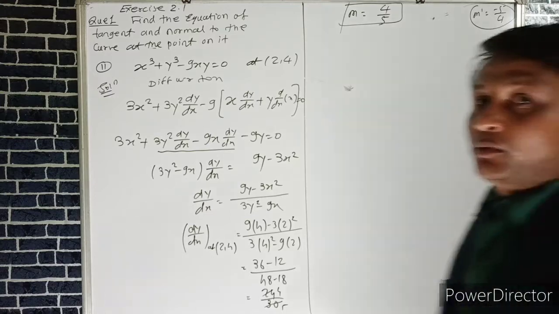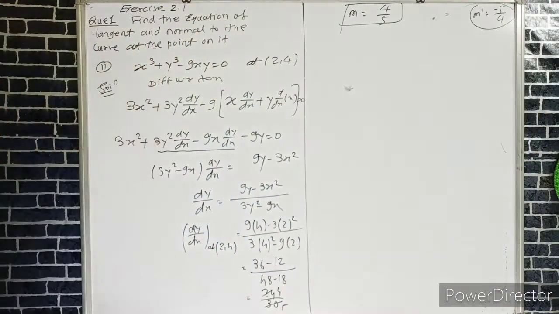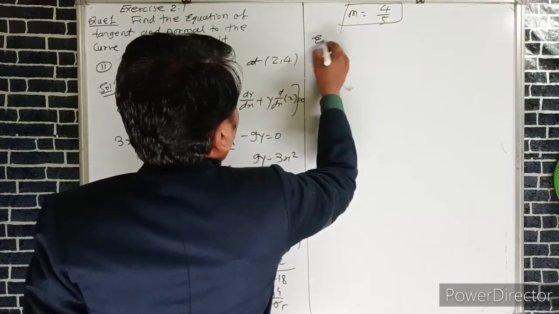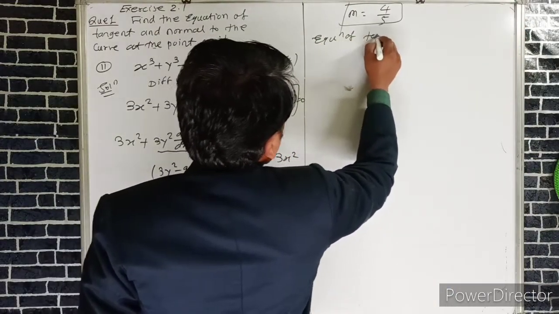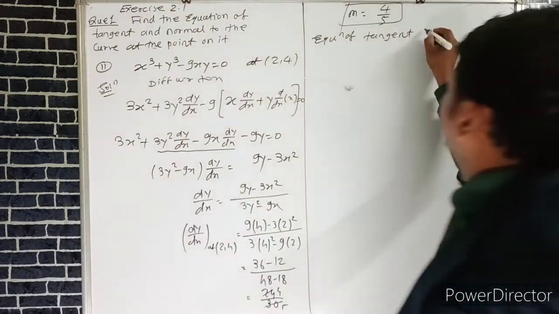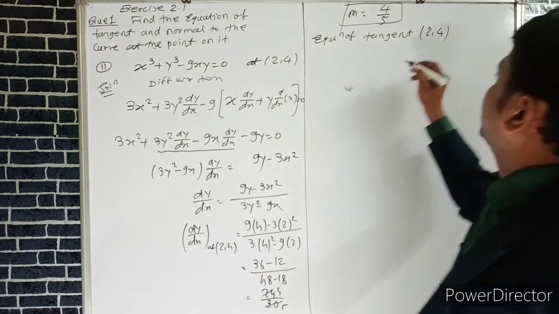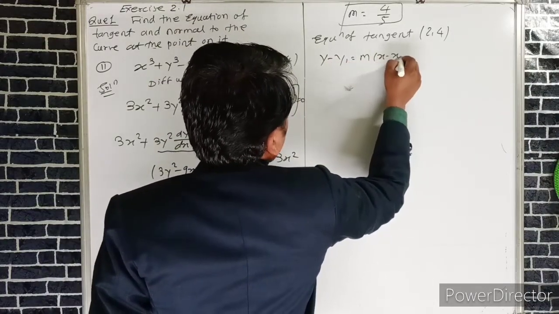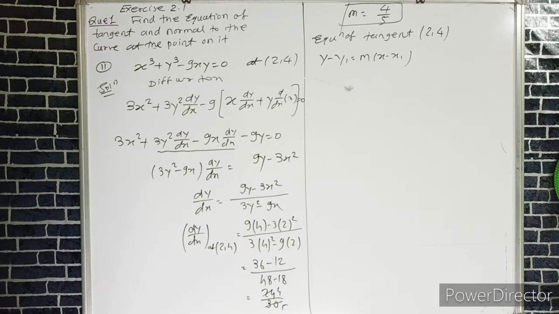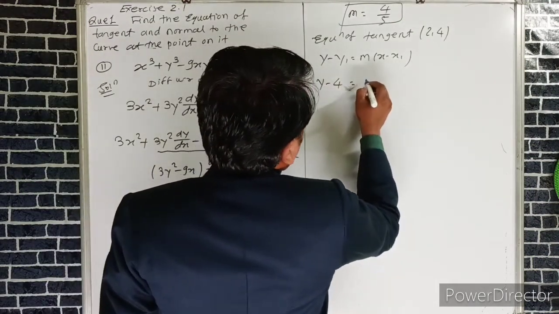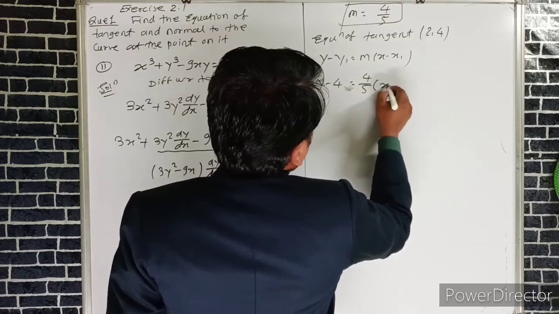So here we have to find equation of tangent and equation of normal. Therefore, equation of tangent at (2, 4) is y minus y1 is equals to m in bracket x minus x1. The value of y1, which is 4, y minus 4 is equals to m, 4 by 5, into x minus 2.